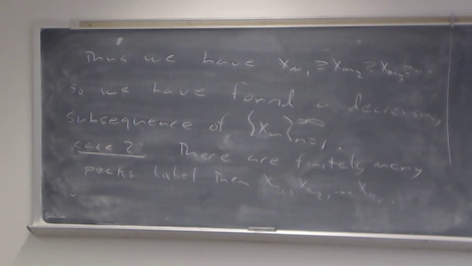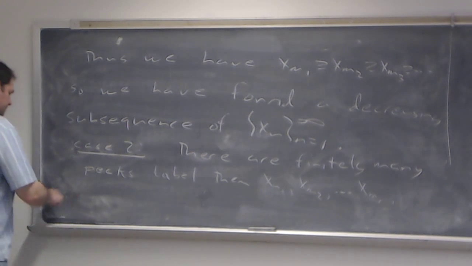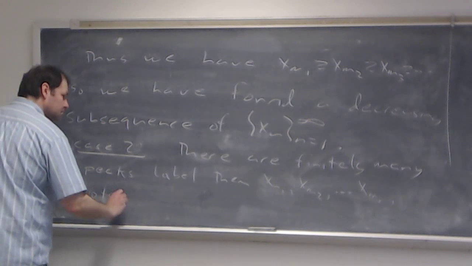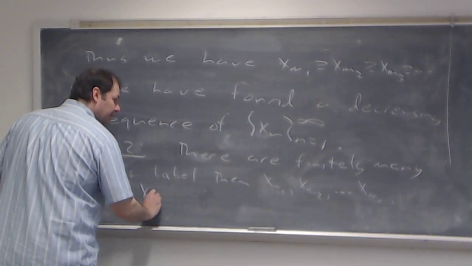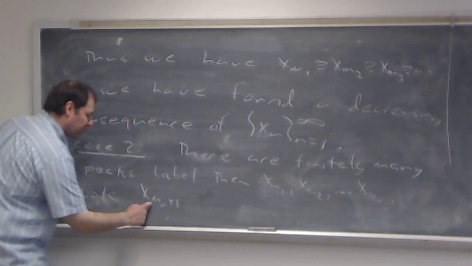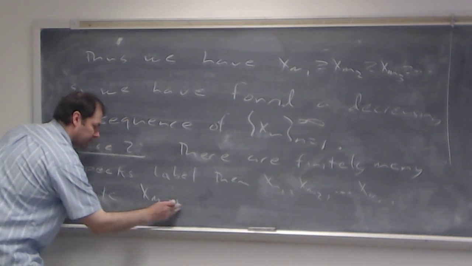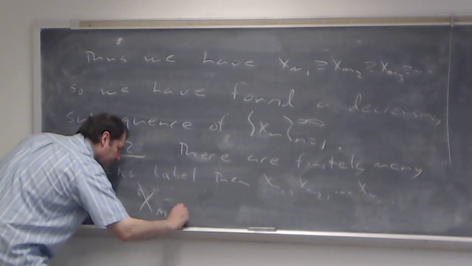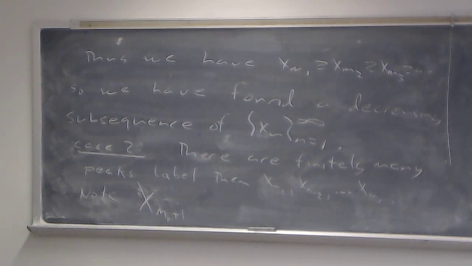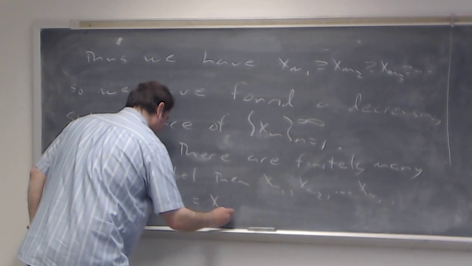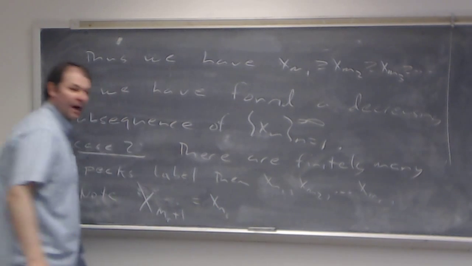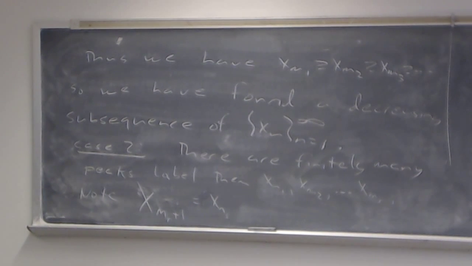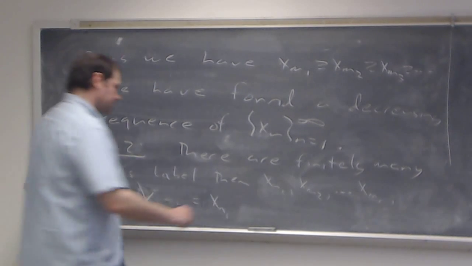So here's what I know. Note x sub m sub R plus 1. The plus 1 goes with the m sub R. What do I know about that guy? I'm going to call it x sub n sub 1. I know one thing about it: it's not a peak.